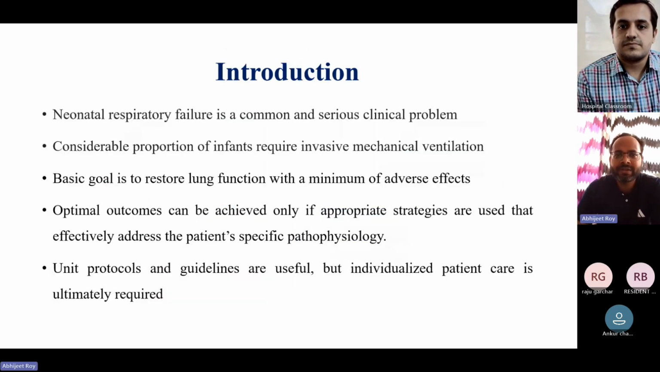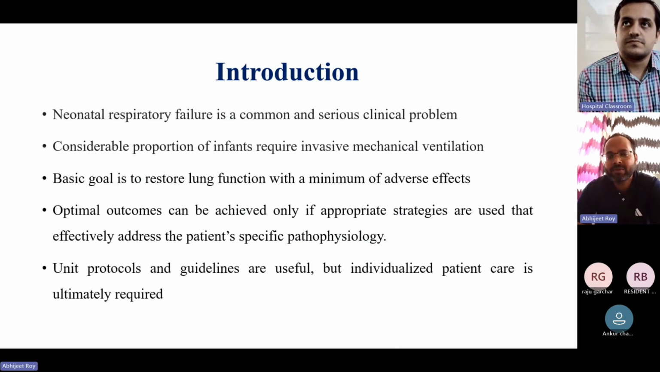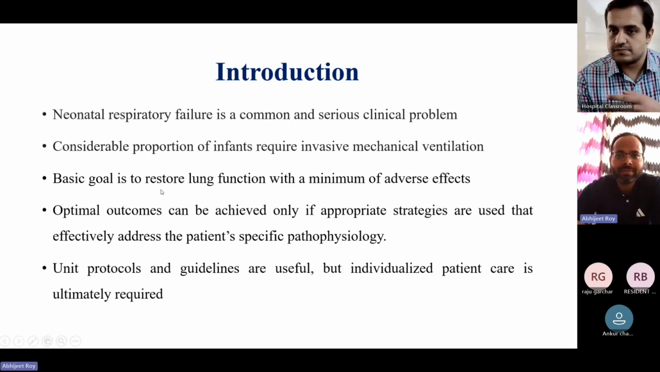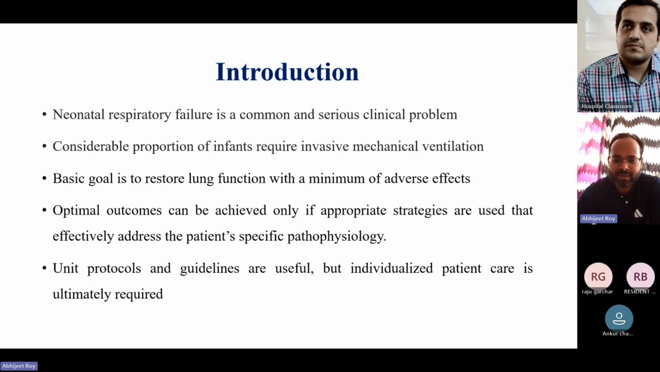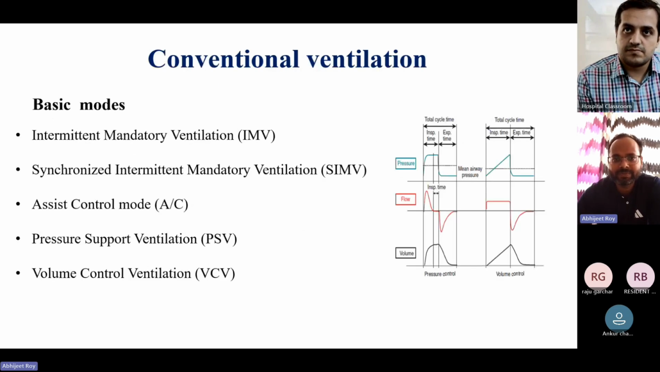As we know, neonatal respiratory failure is a very common and serious clinical problem in neonatal settings, and mechanical ventilation has been used as a bridge therapy for these babies. The basic goal is to restore lung function with optimal gaseous exchange with minimal adverse effects. Optimal outcomes can be achieved only if appropriate strategies are used to address the patient-specific pathophysiology, and here help comes from protocols and guidelines based on individualized patient care.